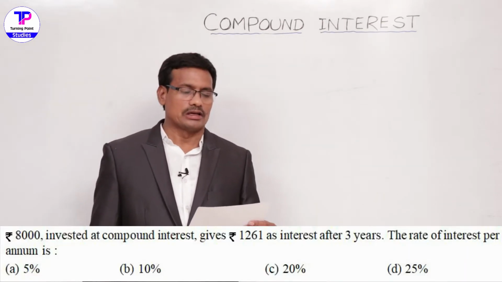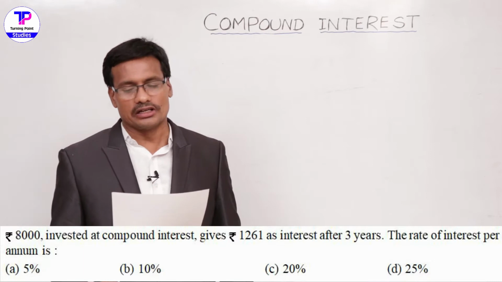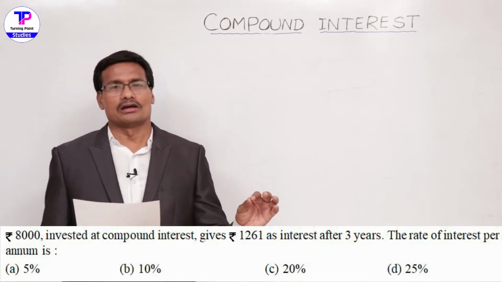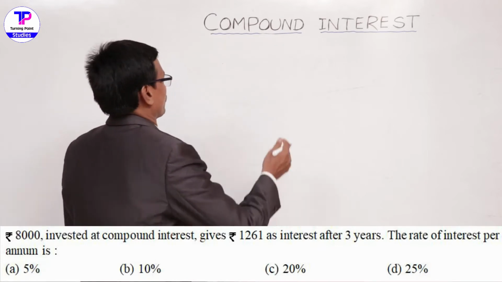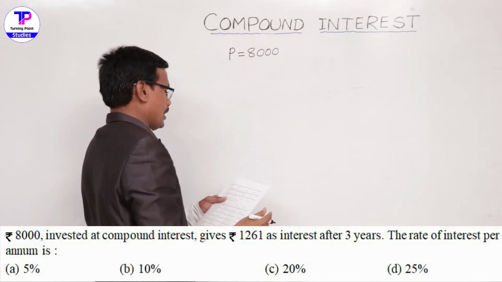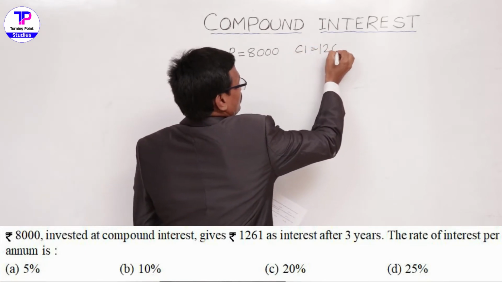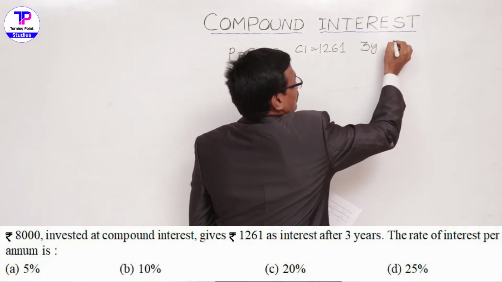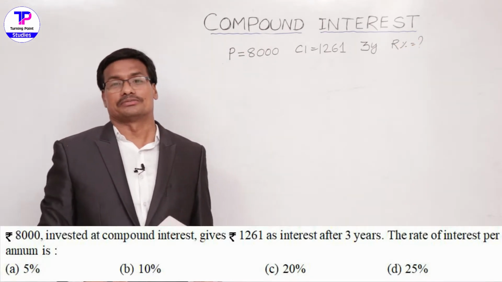Rupees 8,000 invested at compound interest gives 1,261 as interest after 3 years. The rate of interest per annum is? Okay, here they are asking, what is the rate of interest? Then what have they given? Principal is given, rupees 8,000. So principal is equal to 8,000 rupees, and compound interest gives 1,261, so CI is equal to 1,261 after 3 years. Then what is the rate percent?